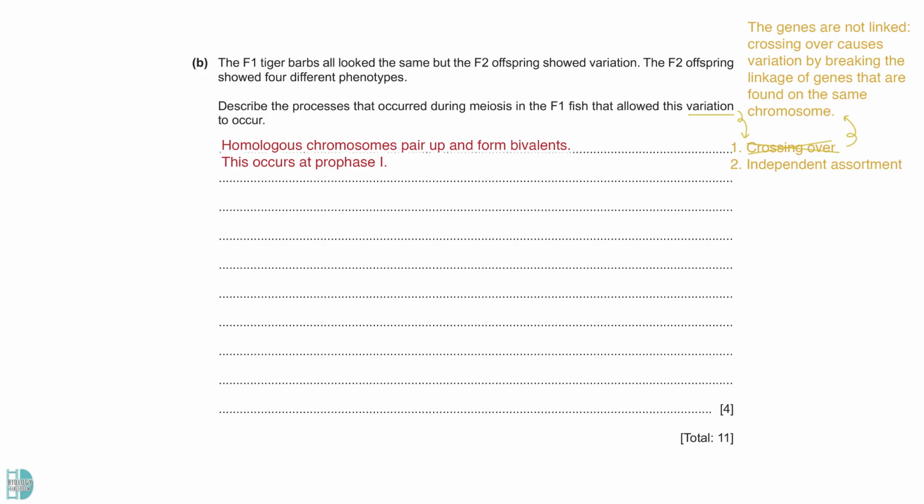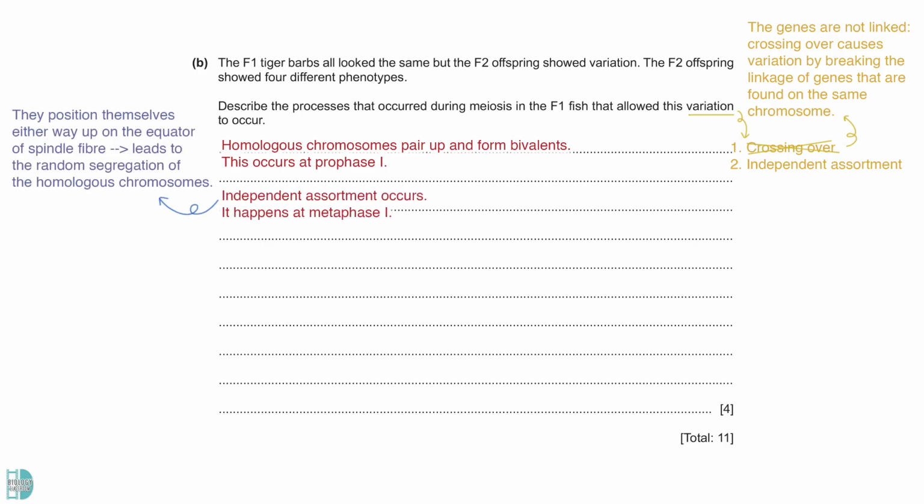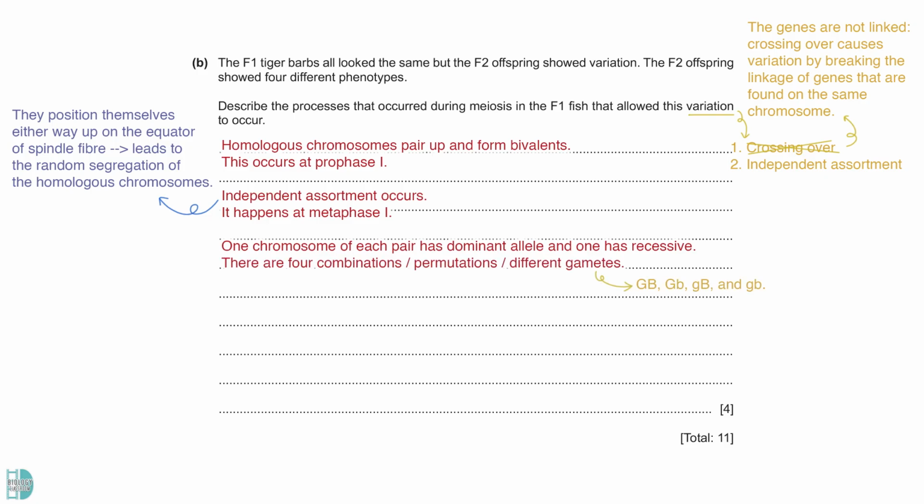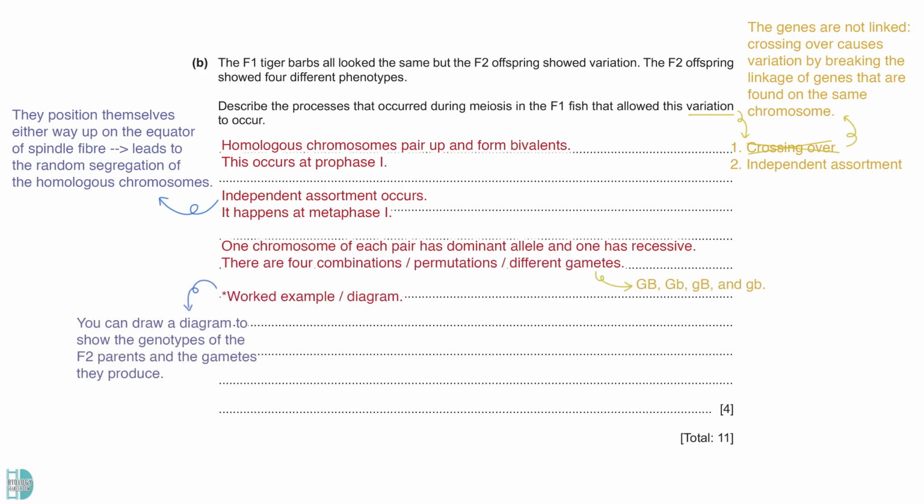At prophase 1, homologous chromosomes pair up and form bivalents. They position themselves either way up on the equator of the spindle fiber in metaphase 1. This leads to random segregation of the homologous chromosomes. This is the independent assortment. In our case, one chromosome of each pair has a dominant allele and one has a recessive allele. So, 4 combinations can be found in the gametes. They also give a mark if you use a diagram to show this.